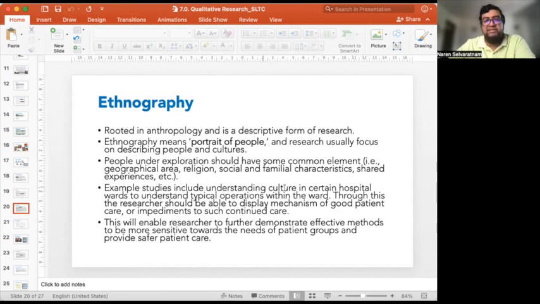Example studies include understanding culture in certain hospital wards to understand typical operations within the ward. So you go to a hospital, you spend some time to understand what kind of surgical procedures they usually do in this particular ward, so that you can develop a mechanism to provide better patient care and to help people cope, if that is also required, after post-surgery recoveries and stuff like that. So this requires, of course, you spending some considerable time inside the hospital.